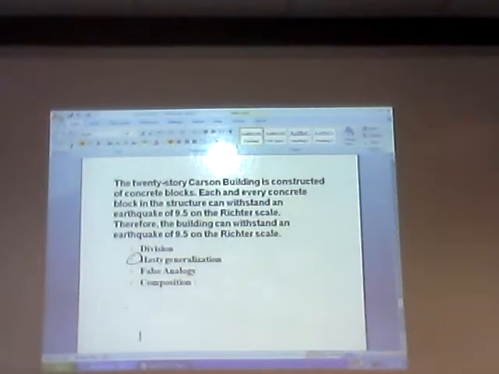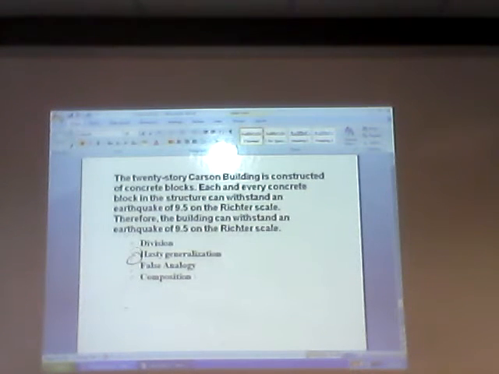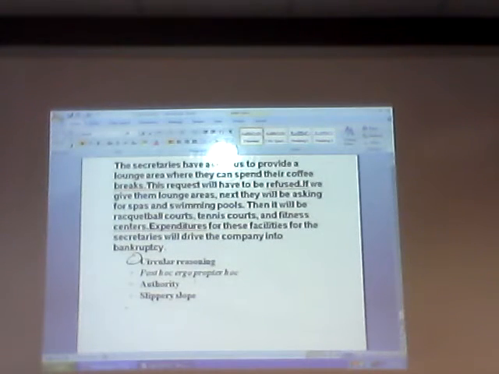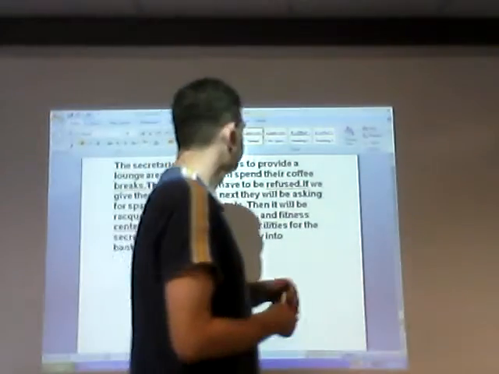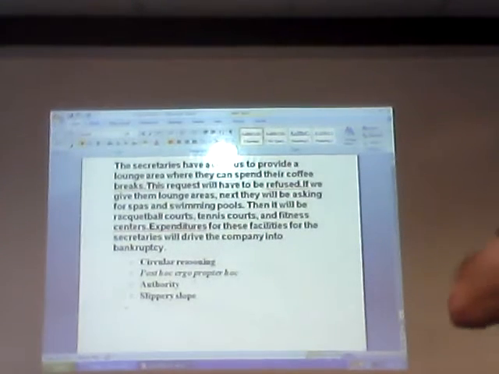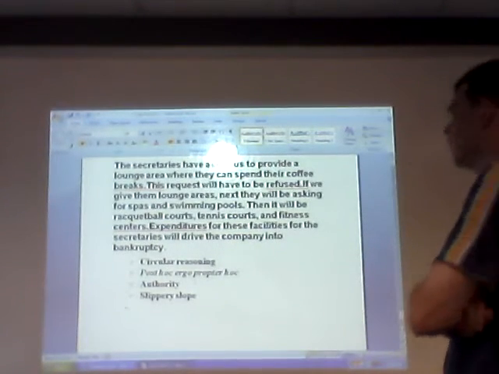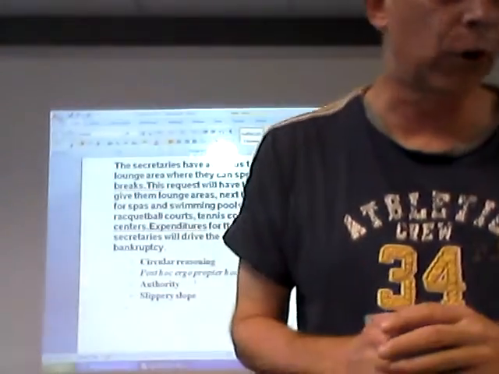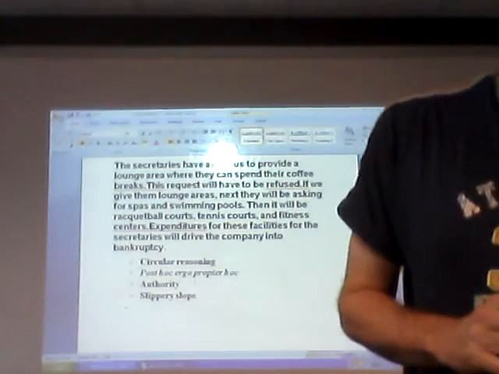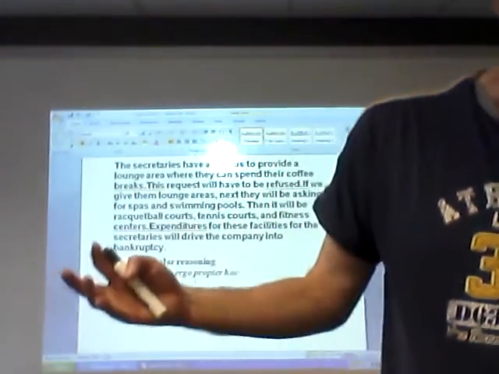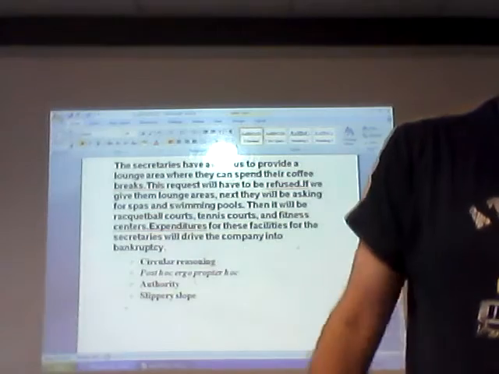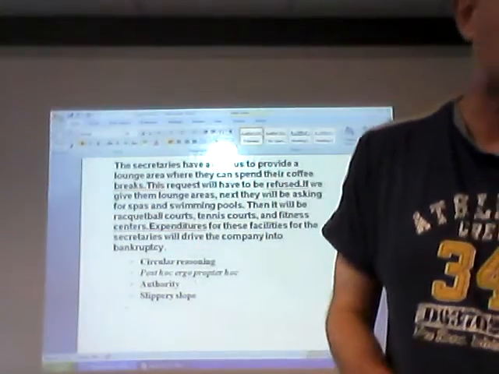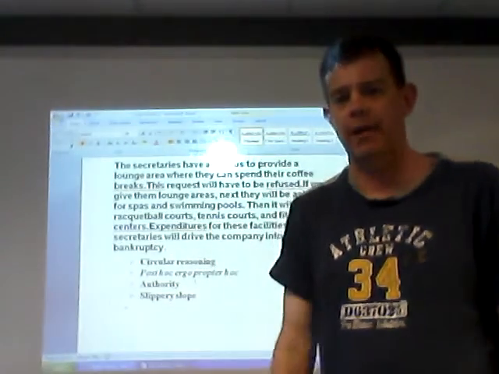And finally, the last one. It says here the secretaries have asked us to provide a lounge area where they can spend their coffee breaks. This request will have to be refused. If we give them lounge areas, next they're going to be asking for spas and swimming pools. Then it'll be racquetball courts and tennis courts and fitness centers. Expenditures for these facilities for the secretaries will drive the company into bankruptcy.